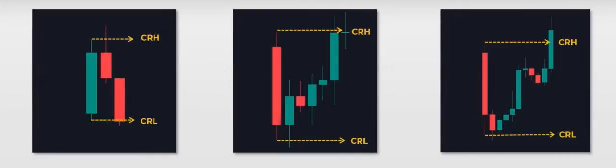Today I want to talk to you about candle range theory. Candle range theory is very important because it identifies the three processes of the stock market. Those processes are accumulation, manipulation, and distribution. This is pretty much how the stock market works.